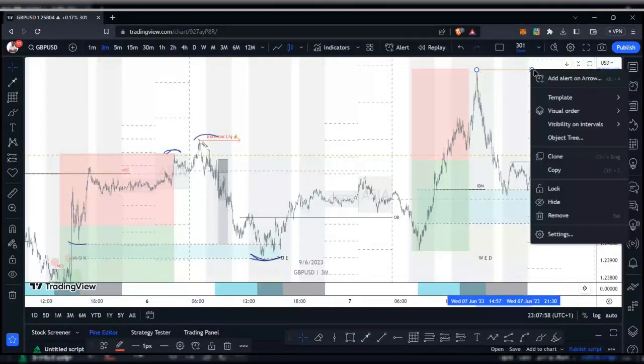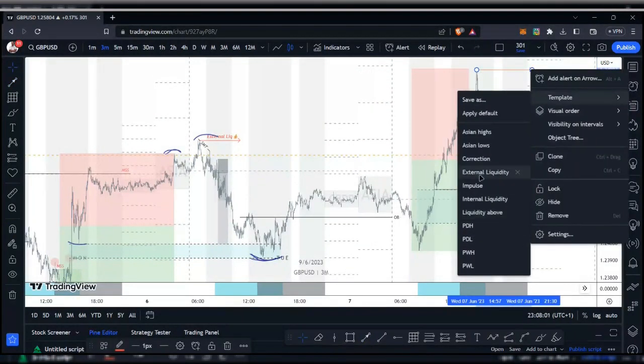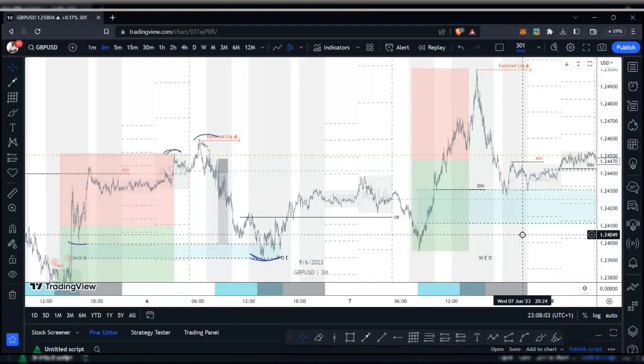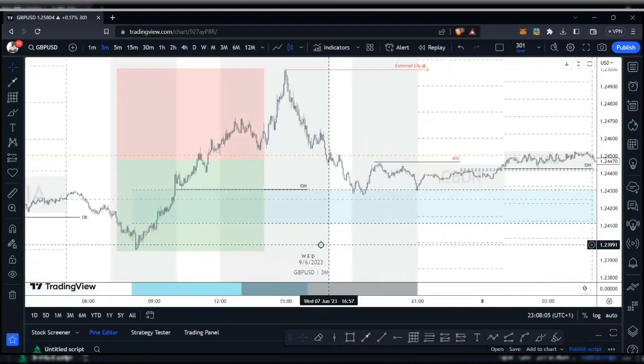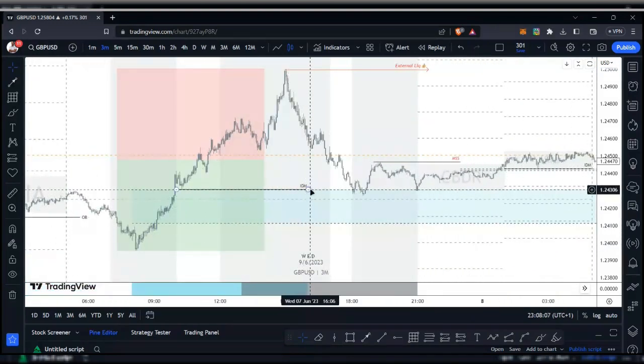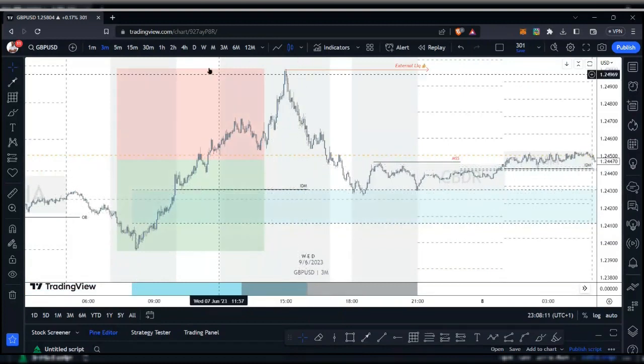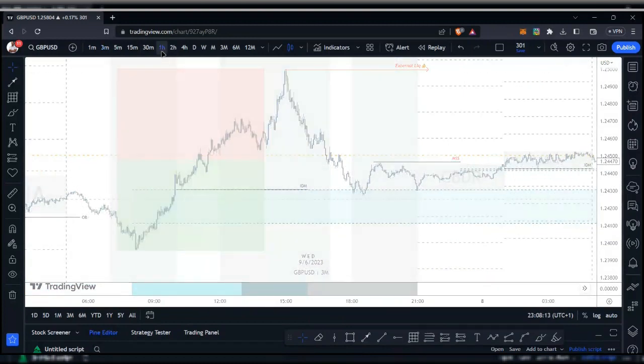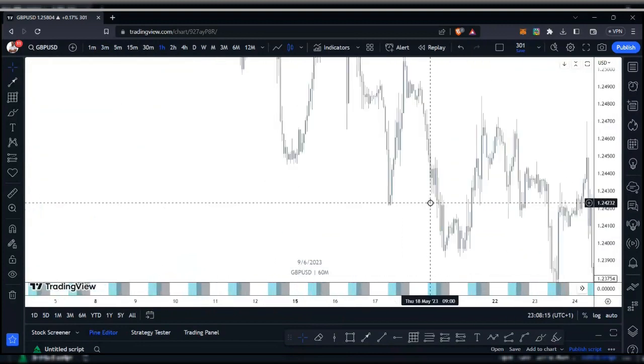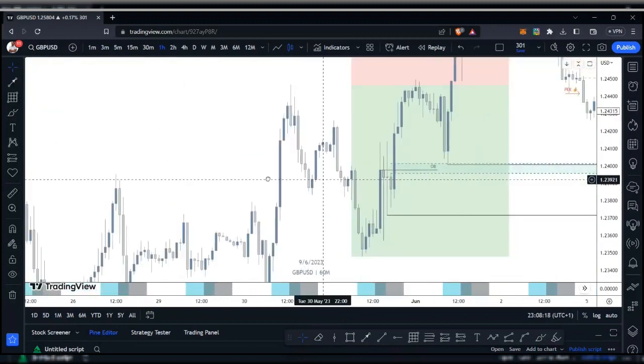External and internal, right? Why? You remember if you go to the 1 hour again, which makes it clear, where is that place of the 1 hour?